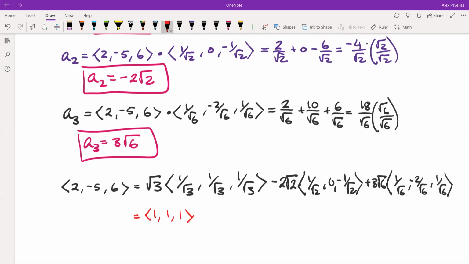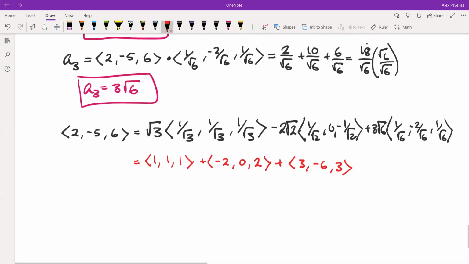If I distribute the minus 2 root 2 here, the root 2's cancel, and then I get plus, so that would be negative 2, comma 0, comma positive 2. And then if I distribute the 3 root 6 here, that'll cancel out with the root 6's on the bottom, and then the 3 gets multiplied in through the top. So that'd be 3, comma negative 6, comma 3.